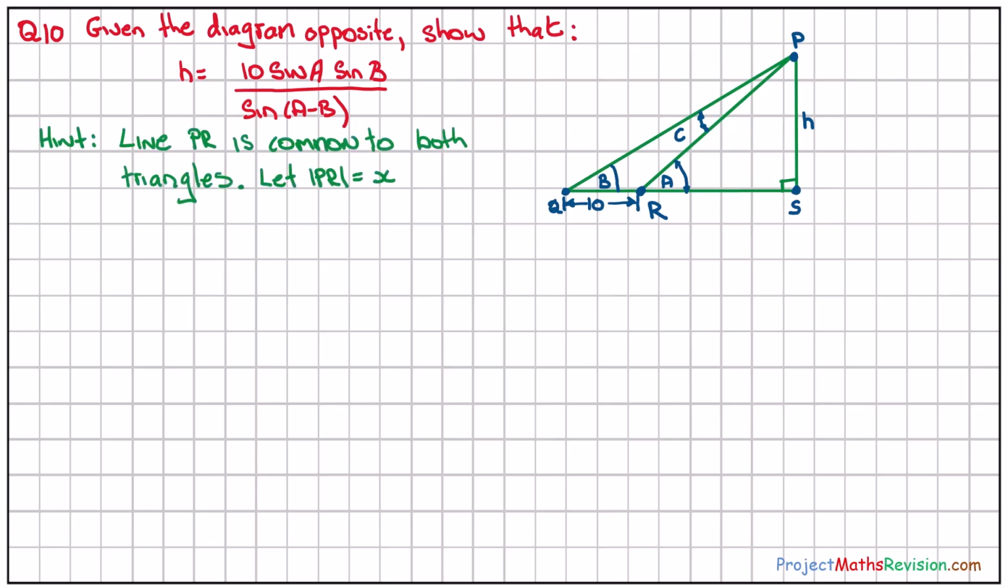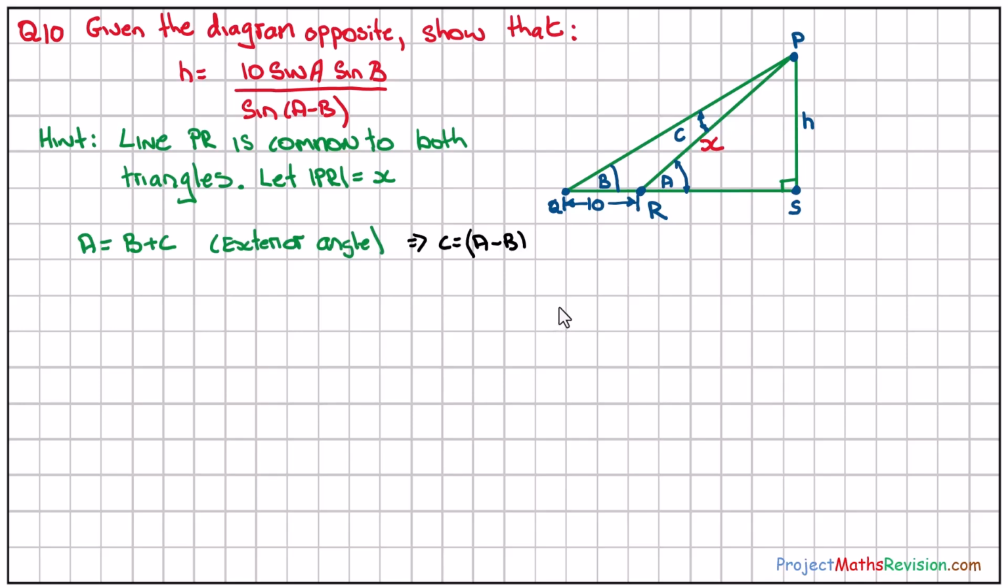Here are two hints that might help you to do this question. The first one is to consider which length is common to both of these triangles. You can see you have a triangle PQR and a triangle PRS, and the length PR is common to both of those. So maybe we could call that length PR X. The other thing you could do is notice you have two internal angles here, B and C, and an external angle A. If you remember from your geometry, the value of the external angle is the sum of the two internal angles. So A equals B plus C.